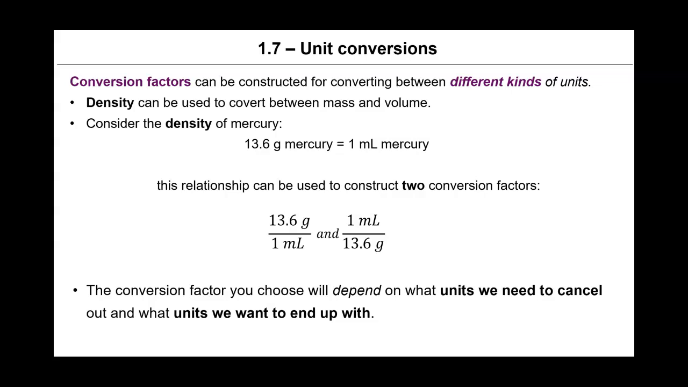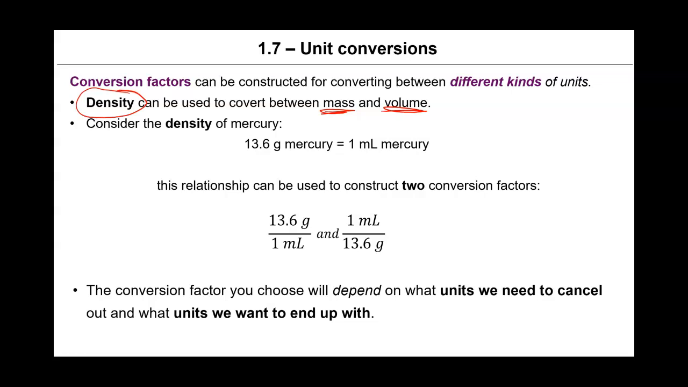So those are the common ways that conversion factors are used to interconvert between different metric units, but we've been focusing on different metric units of the same type. It's also possible to construct conversion factors for converting between different kinds of units. And probably the most famous one is using the density as a conversion factor to convert between mass and volume.